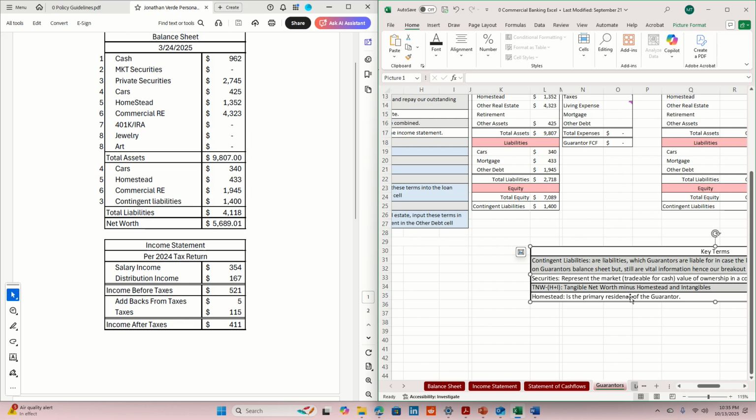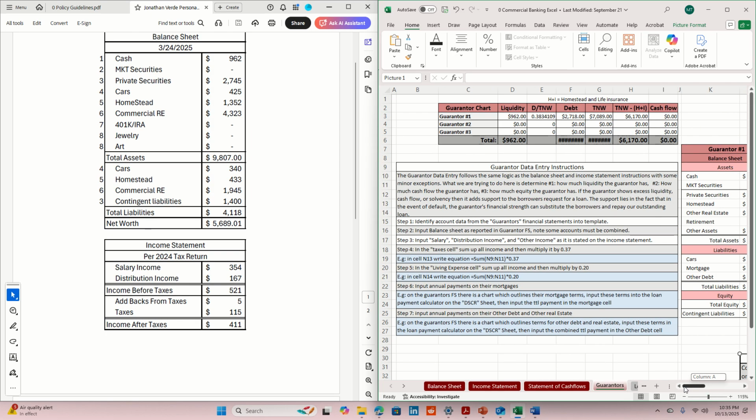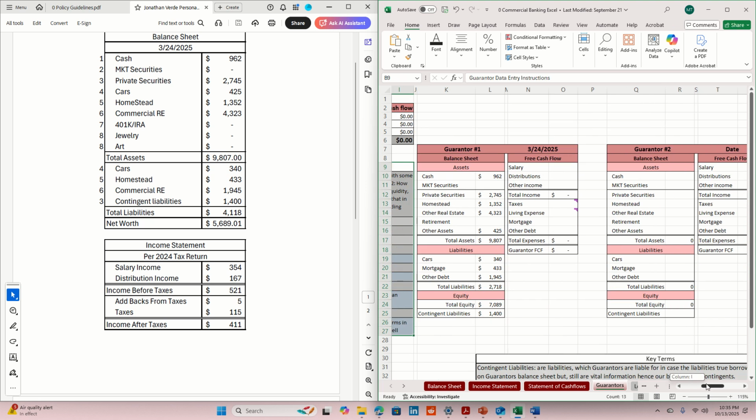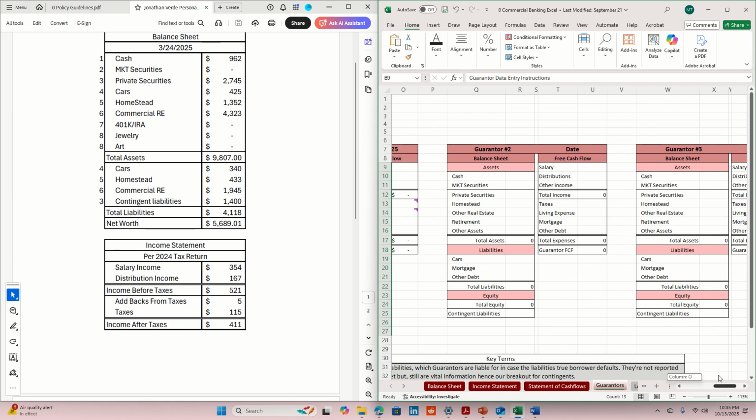Homestead is the primary residence of the guarantor. I mean, this stuff is just right there. It's in your face. I mean, I shouldn't even have to explain some of this stuff. Guarantor data entry instructions. I mean, it's right here. If you get confused and this video didn't do a good job explaining it, there's the information right there. Okay? You got it right there. All right.